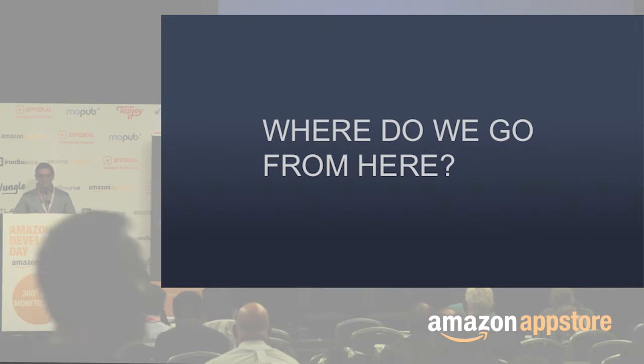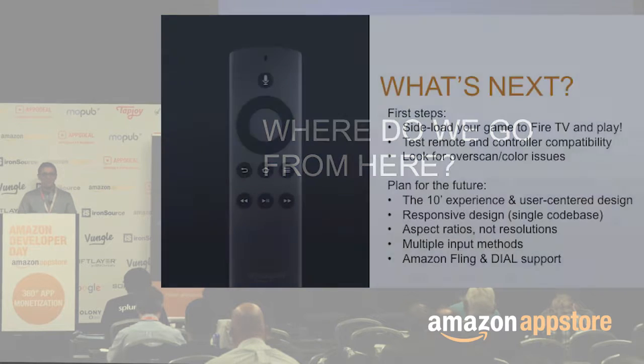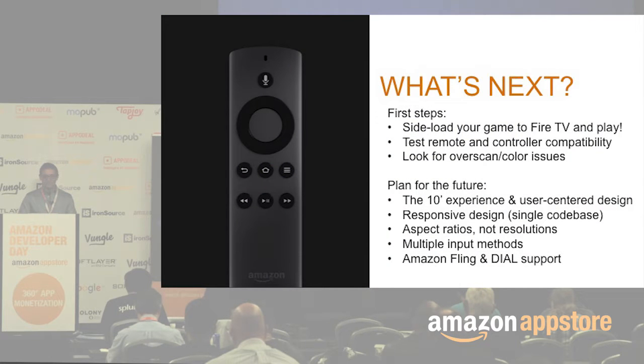And that's it, really. So where do we go from here? What if you have a game and you want to dip your toe in the streaming media device waters? Well, first step, get a Fire TV. They're cheap, they're super powerful, they're really nice. Sideload your app, give it a try. Check out the remote action, see how it works with a simple candy bar remote. You can also try it with a game controller. And then just be on the lookout for any weird color issues or gamut problems, overscan issues.